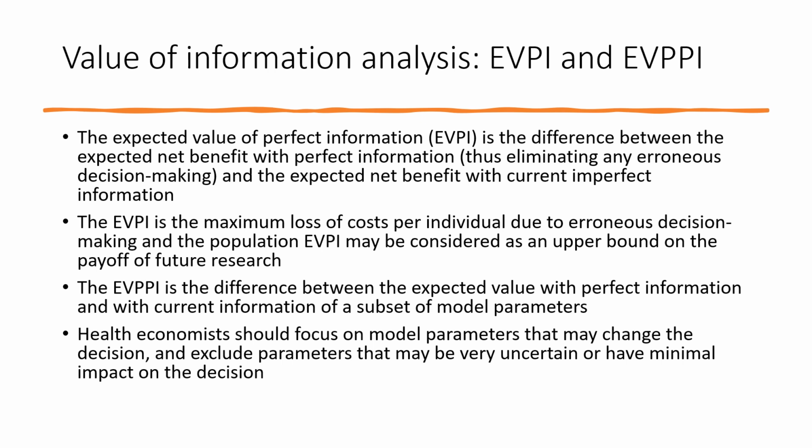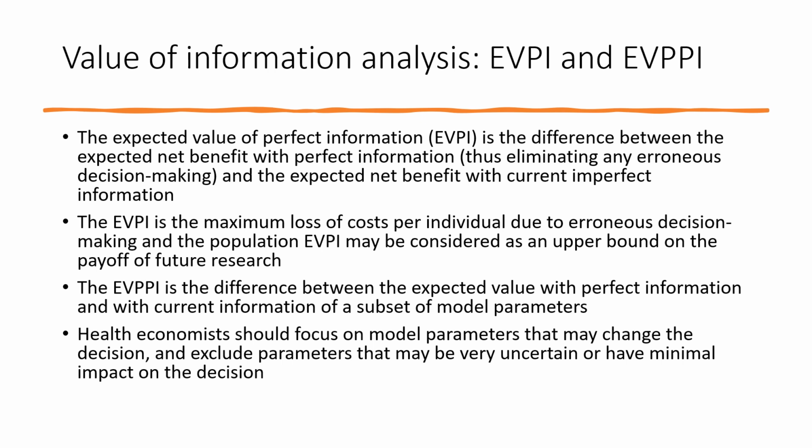The expected value of perfect information, EVPI, is the difference between the expected net benefit with perfect information and the expected net benefit with current imperfect information. The EVPI may quantify the probability and consequences of erroneous decision making through the net monetary benefit approach at a range of willingness to pay thresholds. After the EVPI per person is generated, the population EVPI can be calculated.